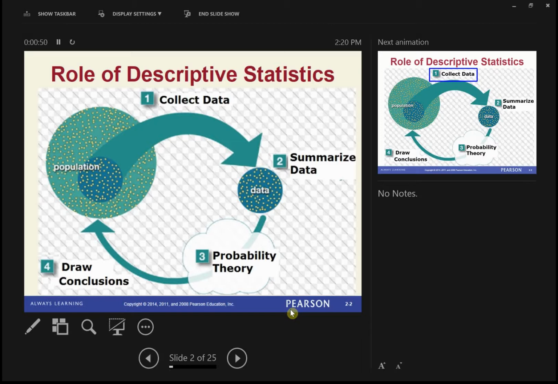How many people here have had statistics and done hypothesis tests as part of the game? Anybody? One person? No one else has had statistics? Okay. Hypothesis tests are not fun. They're the hardest part of the class. They're going to comprise easily half of this class.